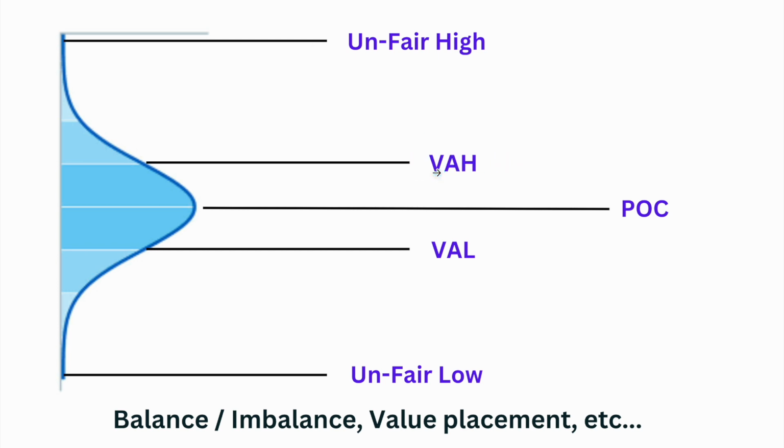VAH is the value area high and VAL is the value area low. And what is POC? POC is point of control. So let me give you a small introduction about these three points. Let's understand what is value. Let's say at present the petrol rate is somewhere near 100.